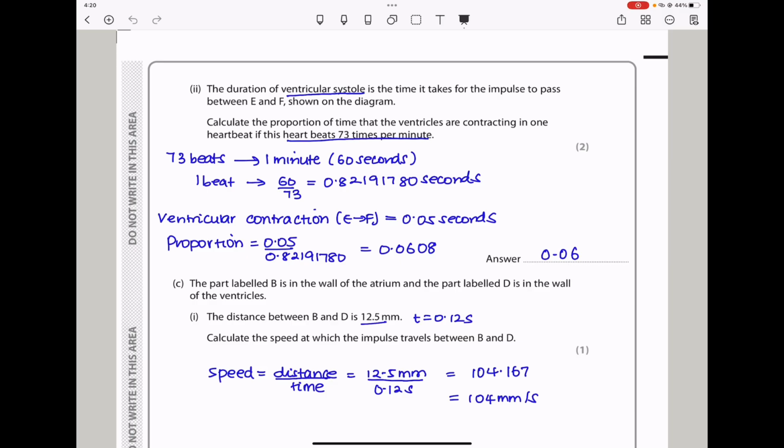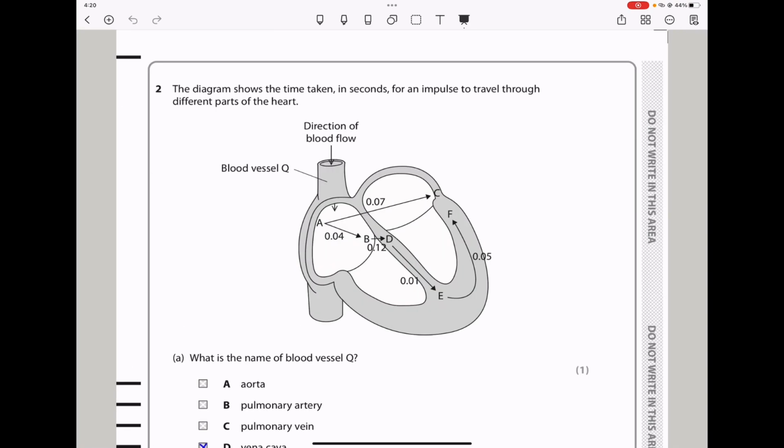Here they say the duration of ventricular systole is the time it takes for the impulse to pass between E and F, shown in the diagram. Calculate the proportion of time that the ventricles are contracting in one heartbeat if the heart beats 73 times per minute. So moving back to the diagram, E to F is 0.05 seconds of the total time. So the total time is, of course, the sum of all the intervals. So 0.05 is what it takes for contraction of the ventricles to occur.